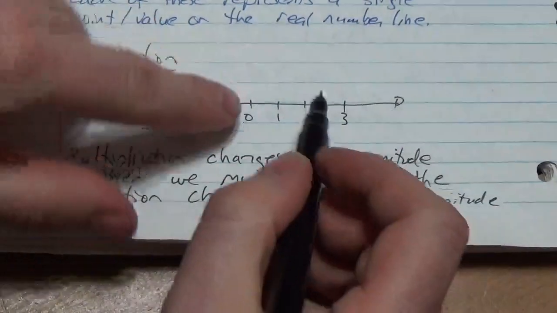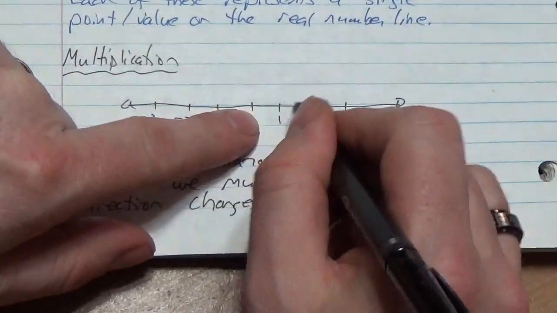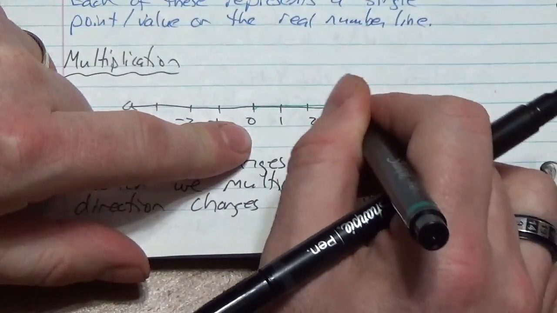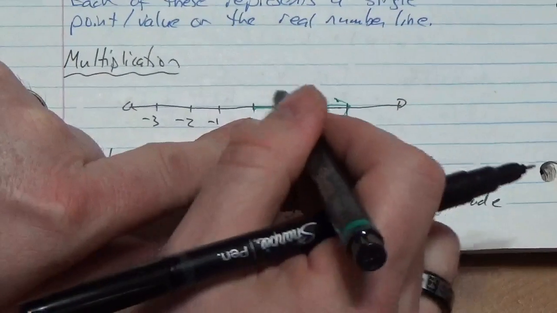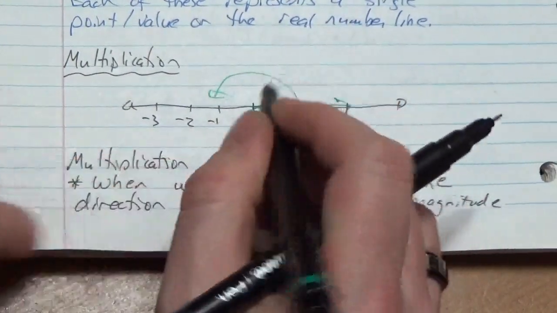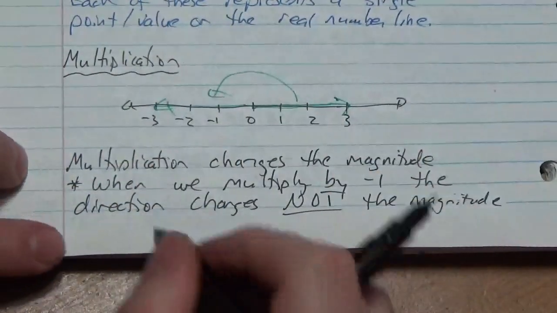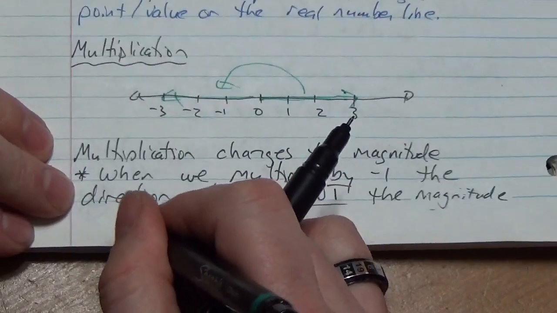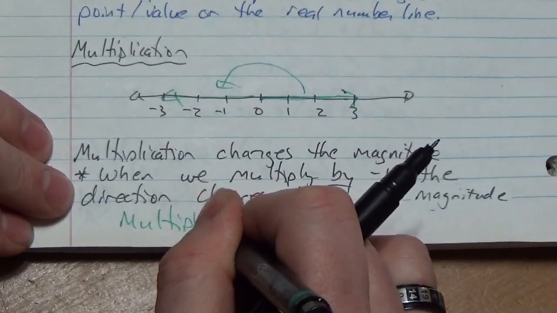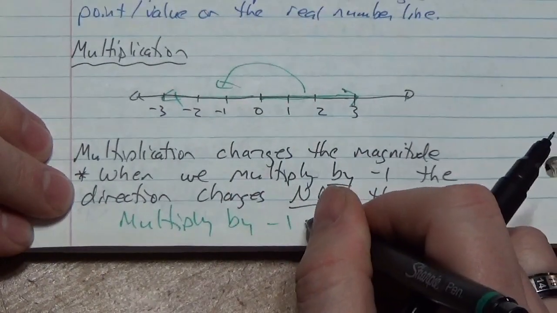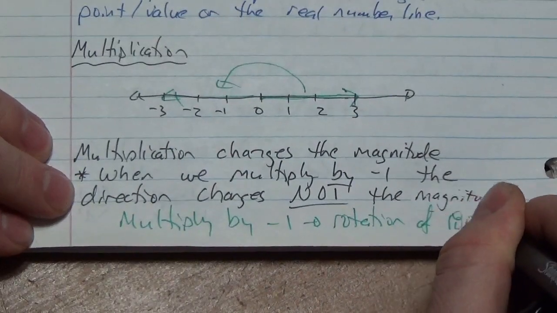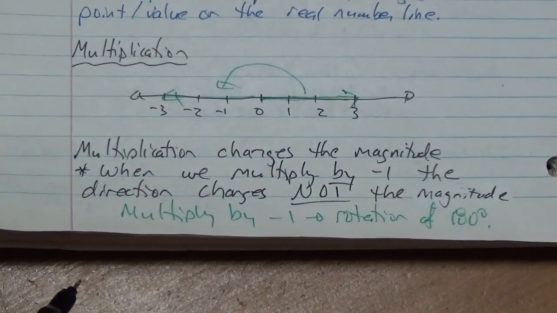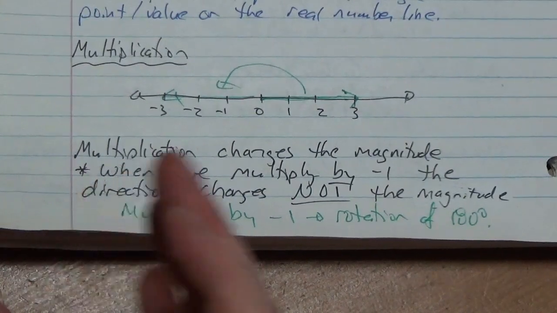So in essence, if you want to think of it like this, if I start here and I'm going to do it like what we call a vector here, I'm going to draw a little arrow here. If I take and multiply 3 by -1, what that does essentially is rotate that vector 180 degrees. So when we multiply by -1, we get a rotation of 180 degrees. It changes the direction. We move in the opposite direction. That's what the negative does.